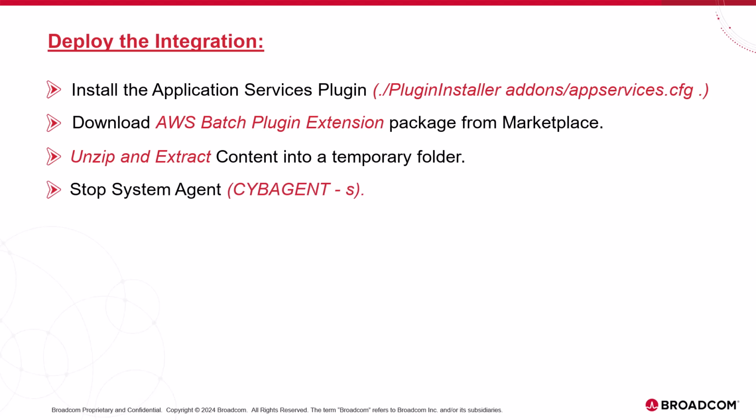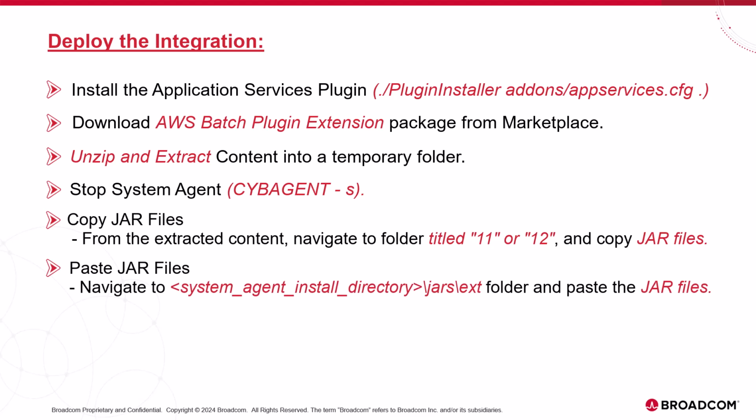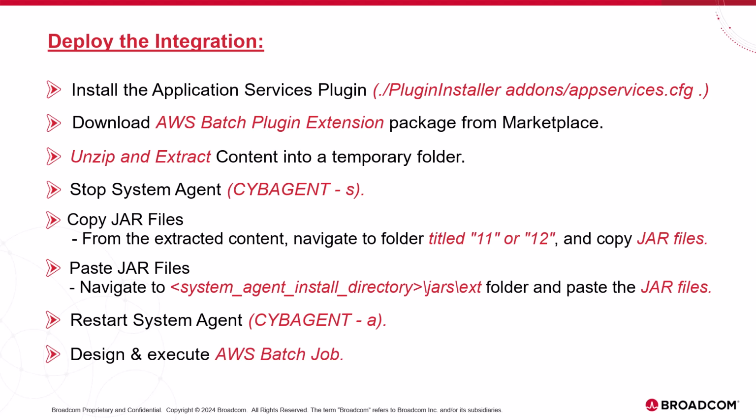Next, we must stop the system agent with the cyb agent-s command. From the extracted content, navigate to the folder labeled 11 or 12 and copy the jar files. Navigate to system agent install directory /jars/ext folder and paste the copied jar files. Now, restart the system agent with the cyb agent-a command. Remember, this integration uses AWS Batch's public REST API. Finally, design the AutoSys Pojo jobs and execute them on the AWS Batch server.